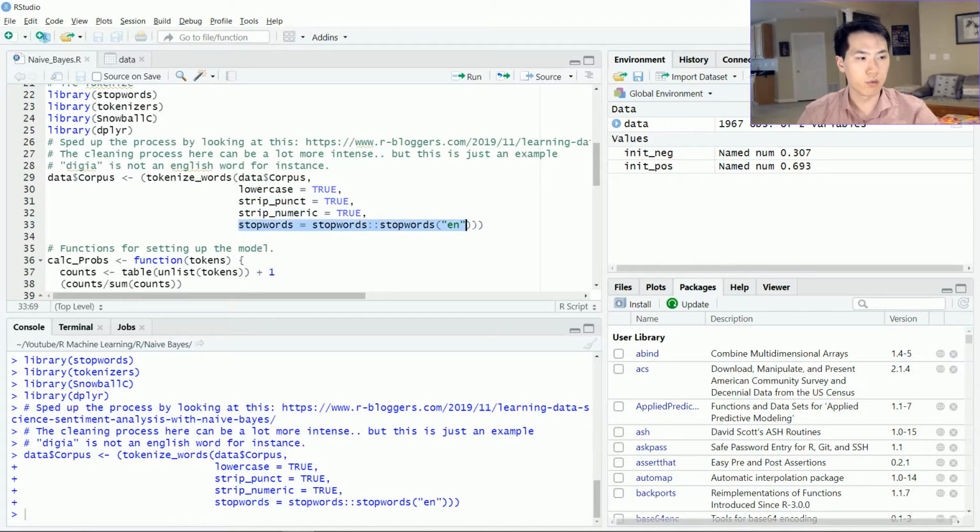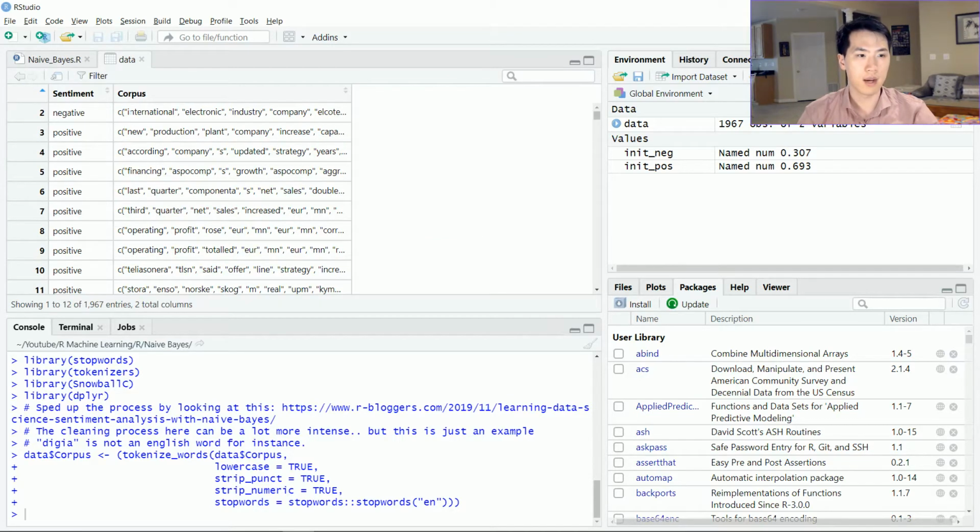I've also removed redundant words or words that are deemed with no value, and these are known as stop words. This is reading from the English language, and there's already a pre-built list of words that are considered as stop words. So I just use that. And the data looks something like this now. We have a list of words that we could potentially use.